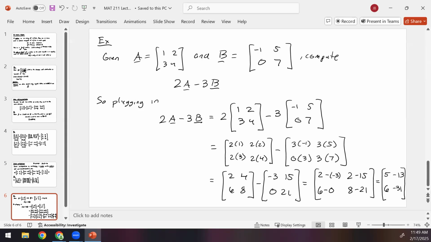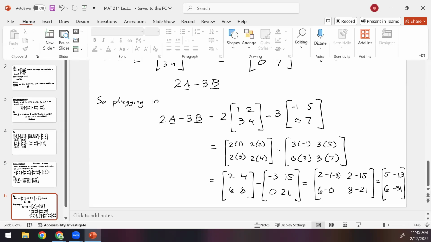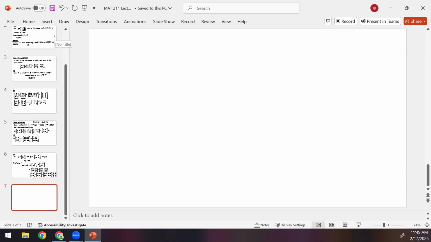And there we go. So I've combined those two concepts of scalar multiplication and matrix addition. And I can make you do other things, but that's the basic principle. Now we have to introduce a new kind of operation that will be different than pretty much anything you've seen before. And that's going to be the matrix transpose.